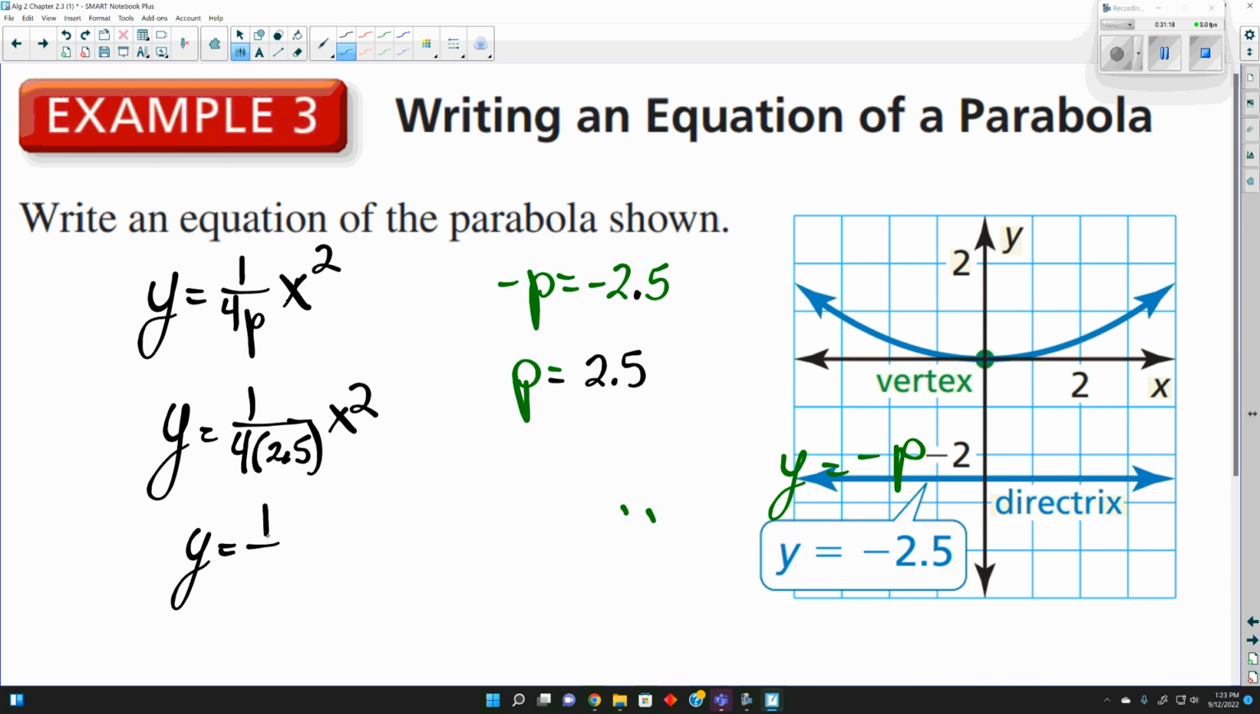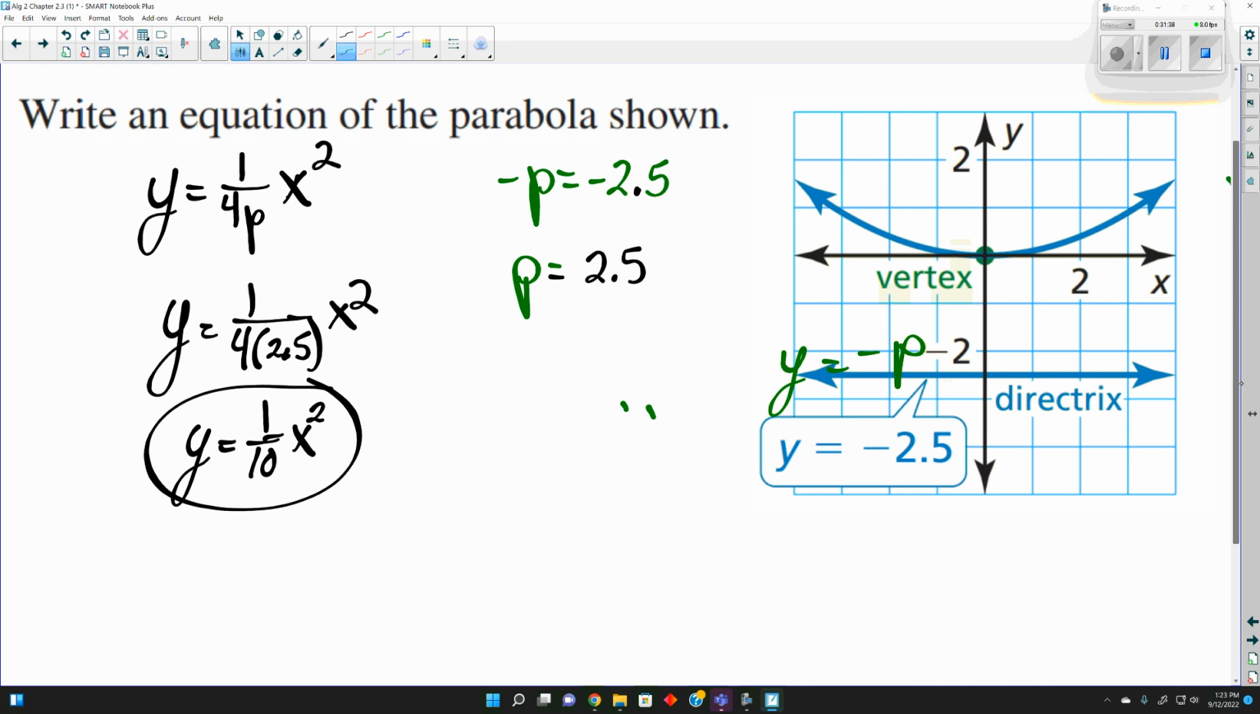So we have to do 4 times 2.5. What's 2.5 plus 2.5? 5. And 5 and 5 is? So 4 times 2.5 is? Or we could have plugged that in the calculator. Either way, you'll still get to the same answer.